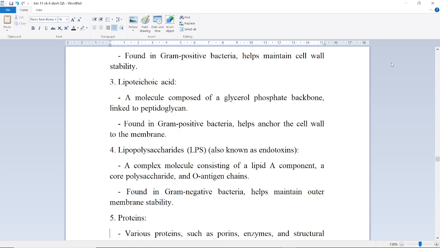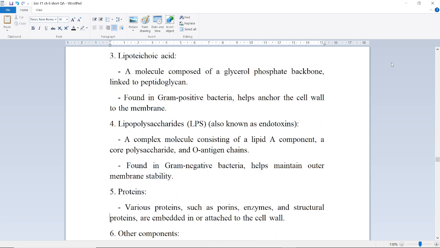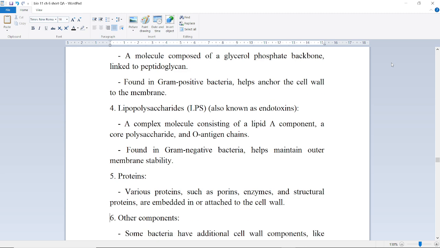Next is lipoteichoic acid, a molecule composed of a glycerol phosphate backbone linked to peptidoglycan, found in gram-positive bacteria, helps anchor the cell wall to membrane. Lipopolysaccharides, also known as endotoxins, a complex molecule consisting of a lipid A component, a core polysaccharide, and O-antigen chains, found in gram-negative bacteria, helps maintain outer membrane stability. Next is proteins.